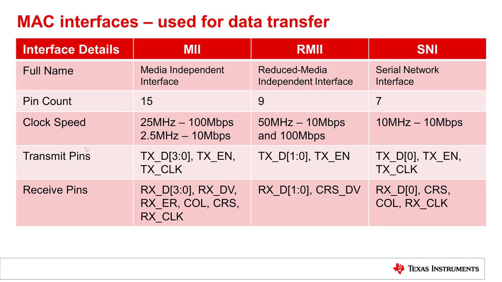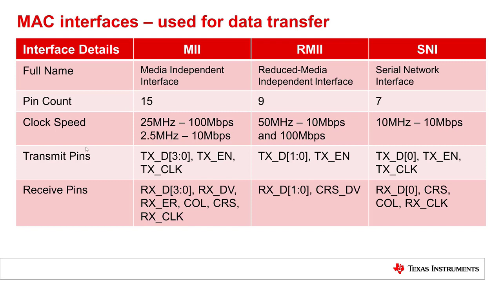We are now looking at the MAC interface, which is used for the data transfer between the PHY and the MAC. The first of them is the MII, the Media Independent Interface. You see that this interface requires a pin count of 15. So 15 pins are required in order to transmit data. And it supports clock speeds of 25 MHz for a 100 megabit per second Ethernet link, or 2.5 MHz for a 10 megabit per second Ethernet link.